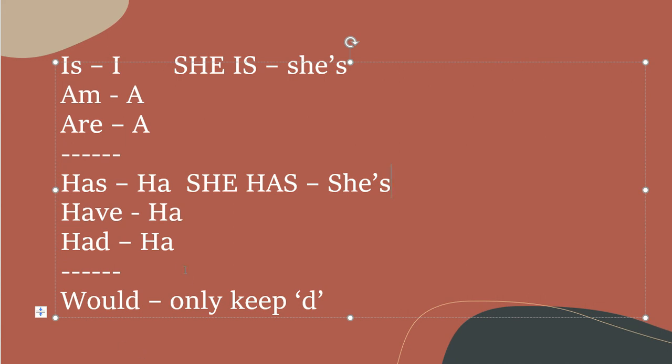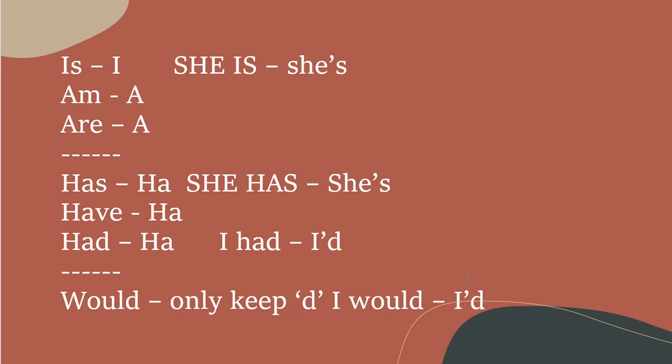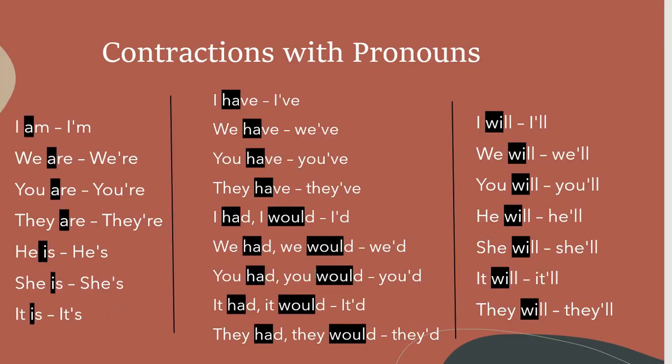Okay. Similarly, over here with had, I had will be something like I, we remove HA, put D. So in case of would also, supposing I would, we remove W-O-U-L. So, when I am removing, I'll put apostrophe and I'll put D. So, how will we come to know? It all depends on the sentence, which we will be studying in the later classes.